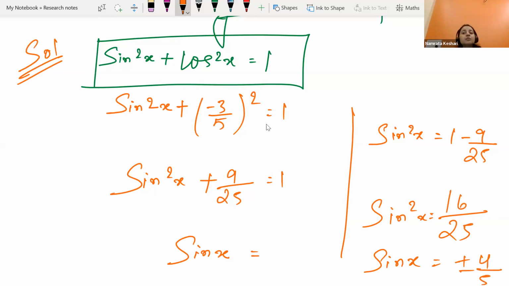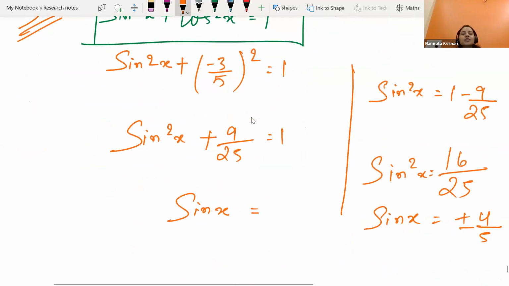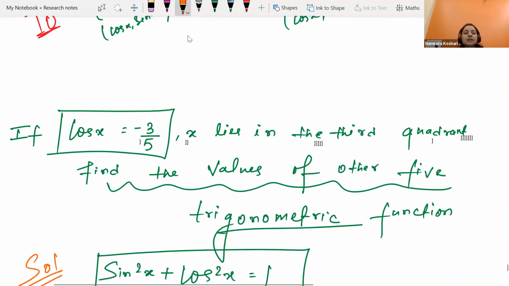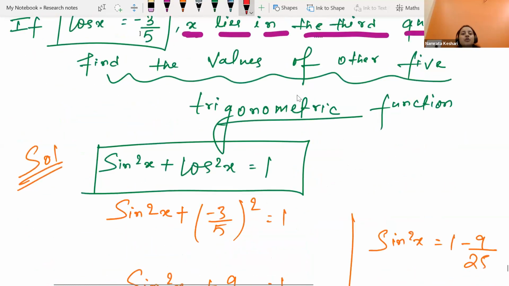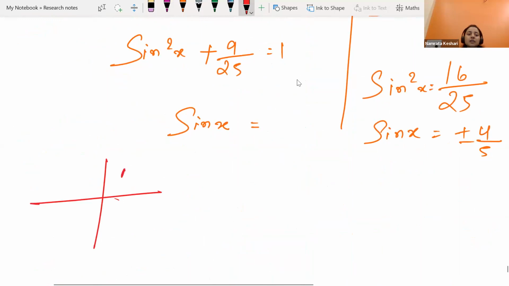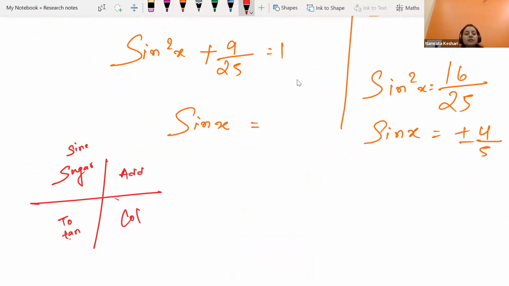But this time the concept is which value to take: plus 4 by 5, minus 4 by 5, or both cases. For that there is a particular sentence: the angle x lies in the third quadrant. Let's recall the statement, add sugar to coffee. In the first quadrant all are positive, in the second quadrant sine is positive, and due to that cosec is also positive. In the third quadrant tan is positive, and the remaining all are negative. Due to tan, cot is also positive. And in the fourth quadrant cos is positive.